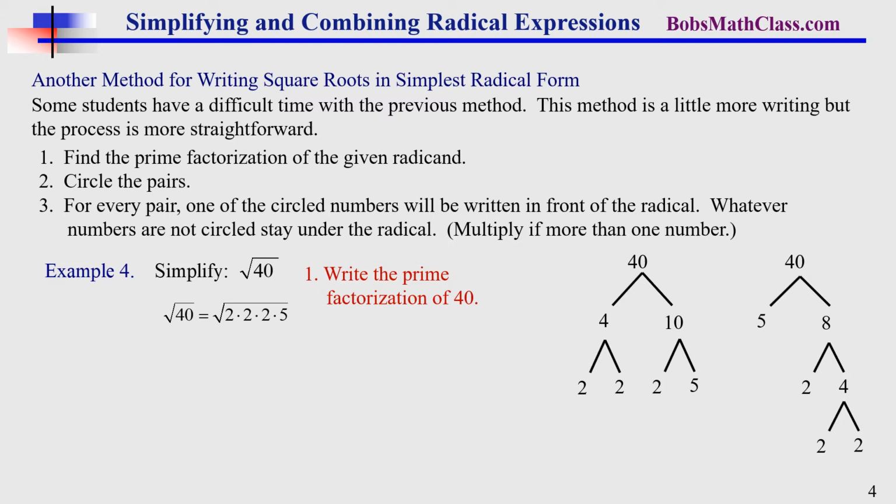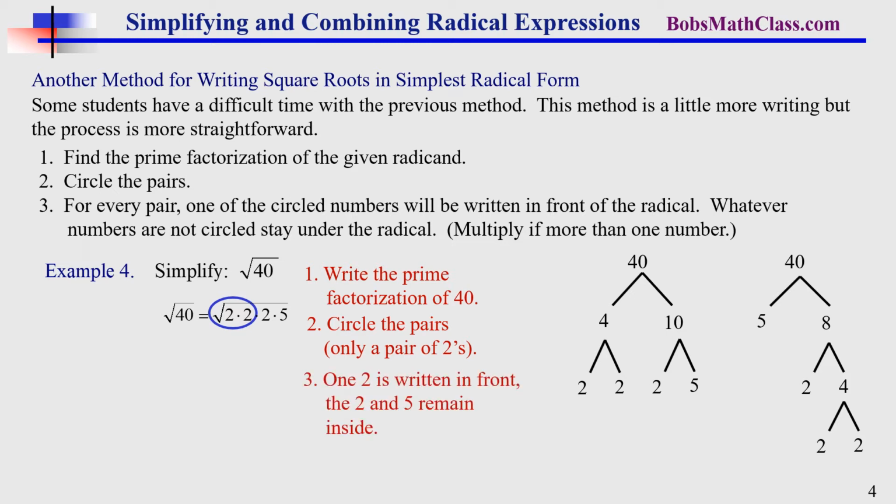The second step is to circle the pairs. And there's only a pair of 2's. Okay, so for every pair, one of the circled numbers will be written in front of the radical. So a 2 is going to be written in front, and what's not circled is a 2 and a 5. So a 2 and a 5 will stay inside. Since there's more than one number, we'll multiply those numbers. So our answer is 2 square root 10.